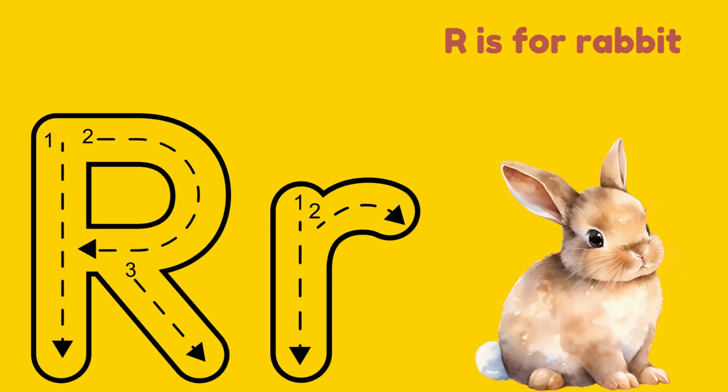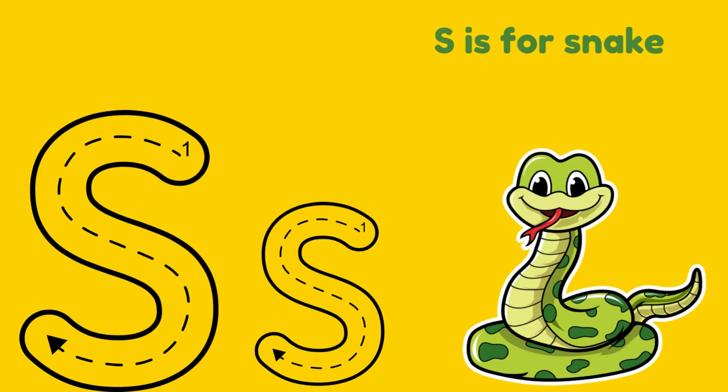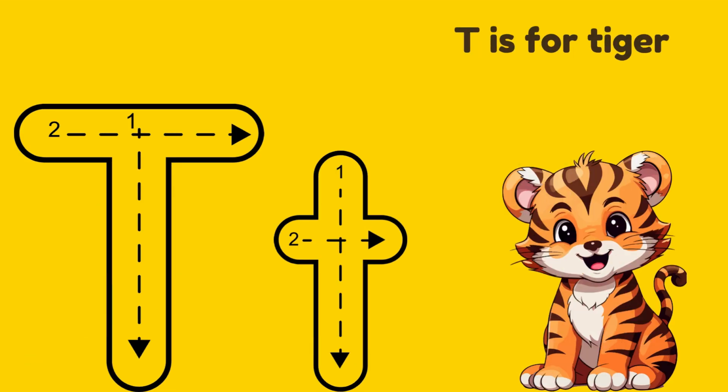R is for rabbit, hopping so fast. Trace your R until you've passed. S is for snake, slithering along. Trace your S with a gentle song. T is for tiger, with stripes so grand. Trace your T with a steady hand.